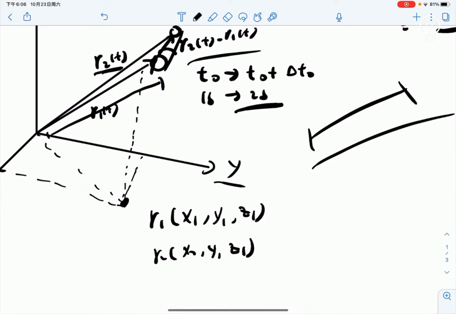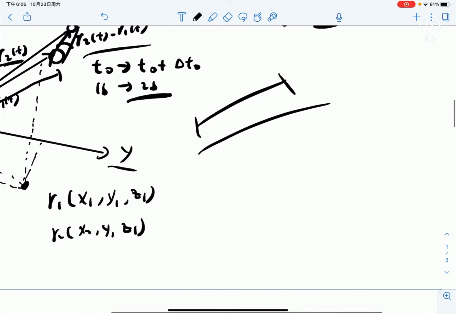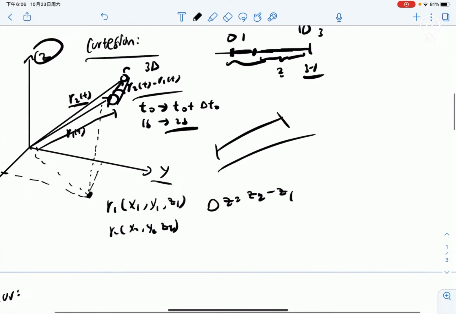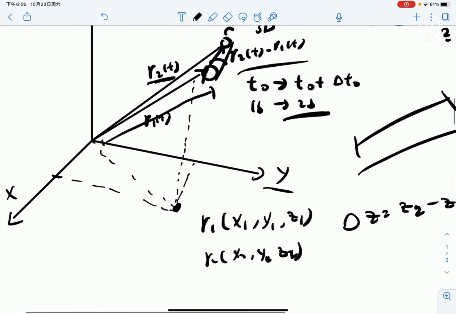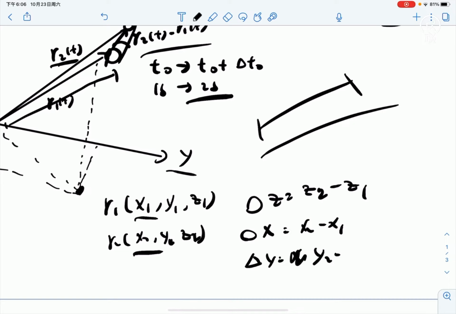We first want to find out how high it changes. It's basically z equals z2 minus z1. And now we want to find out how much x changes. So it's basically x2 minus x1. And for y, it's basically y2 minus y1.